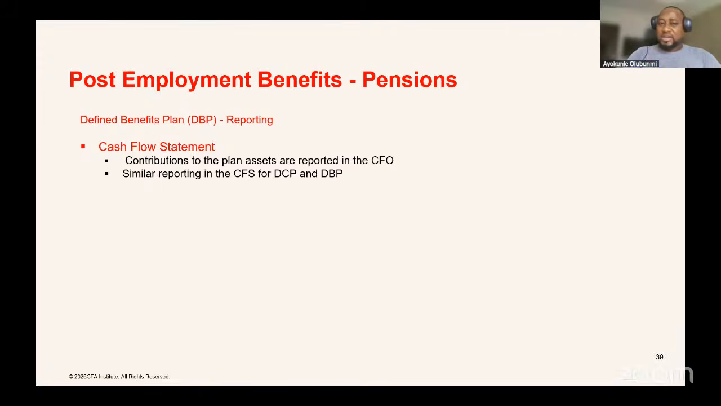Okay. The cash flow statement, what enters the cash flow statement is simply your contribution to the defined benefit plan or defined contribution plan.